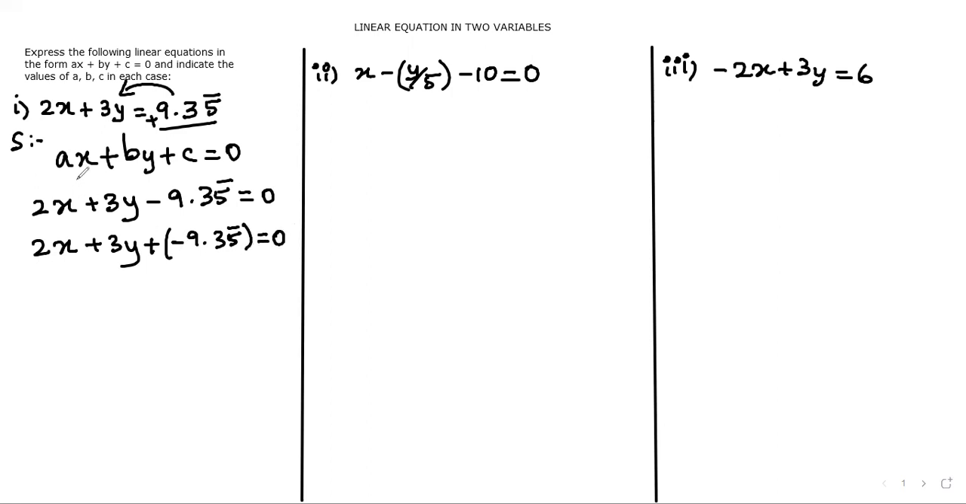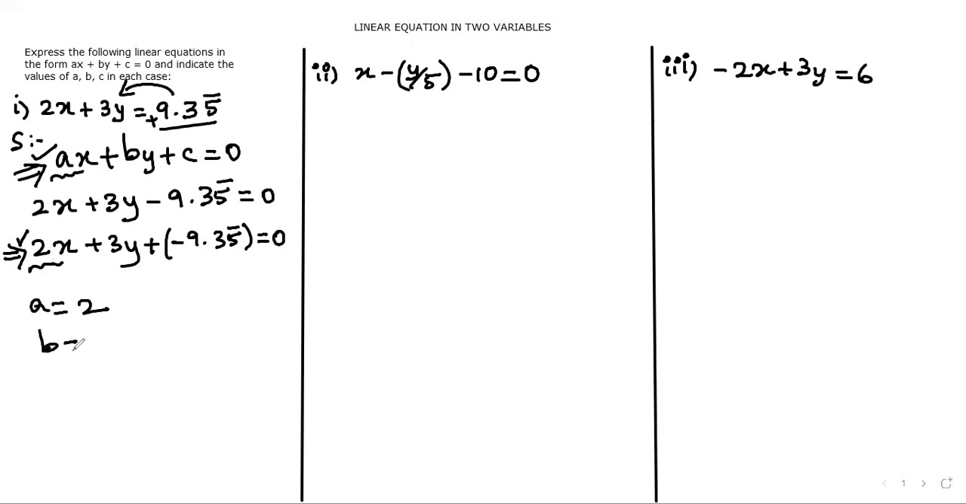Now just equate this equation, whatever you have got now, with the original general format, ax plus by plus c equals 0. So now just compare these two equations. What is the x coefficient? Here the x coefficient is 2, so you should write a as 2. Coefficient of x is a in the general format, so whatever is there in the equation you are getting now should be equal to your a.